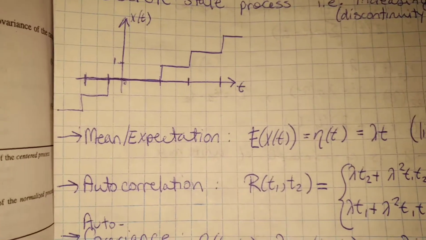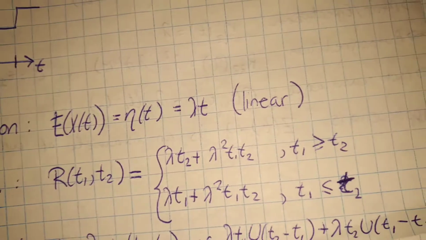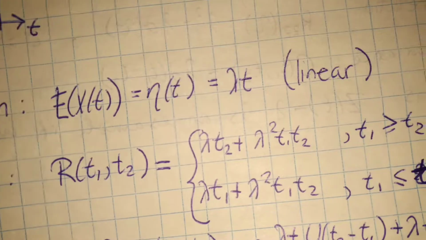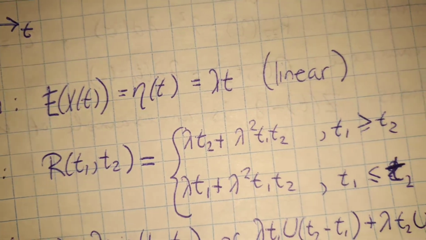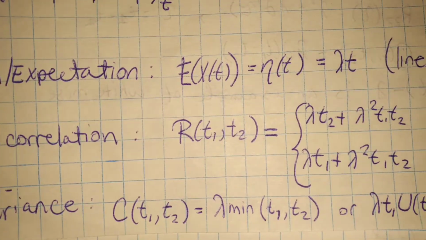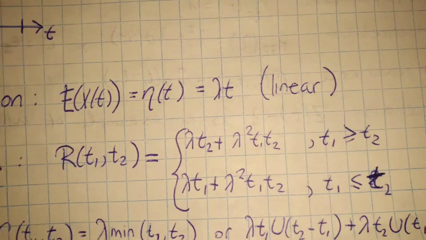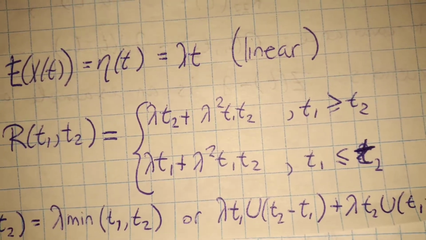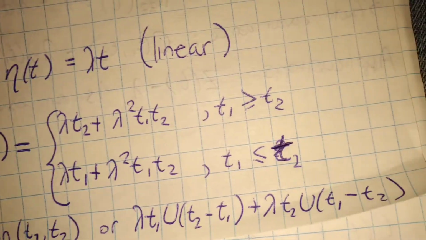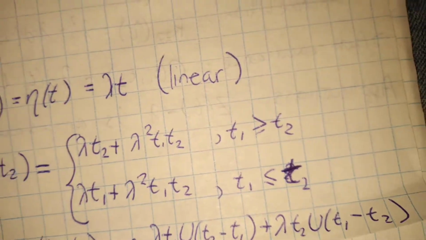The autocorrelation is R(t1, t2) equal to lambda t2 plus lambda squared t1 t2 when t1 is greater than t2, and lambda t1 plus lambda squared t1 t2 when t1 is less than t2. And the autocovariance is equal to lambda times the minimum of t1 and t2.